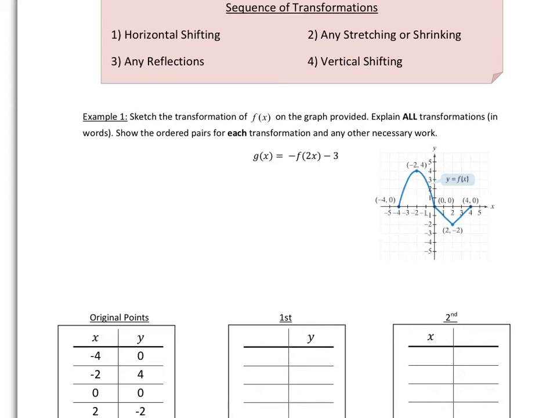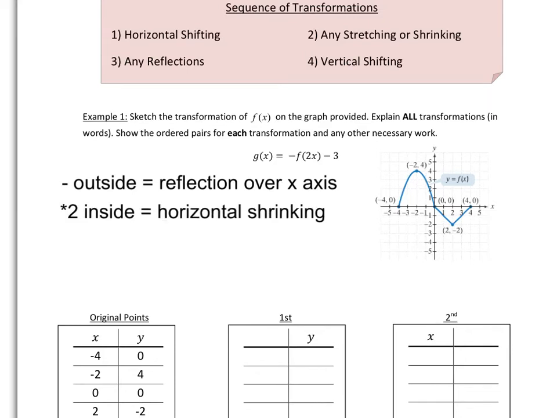So first, I see that we have a negative, and the negative is on the outside. So a negative on the outside, going back to our list, means that that would be a reflection over the x-axis. Then next, I see inside the parentheses, I have a 2, and that 2 is being multiplied. So a times 2 on the inside means that we would have a horizontal shrinking. So it's a horizontal shrinking since the 2 is greater than 1. So going back to your chart.